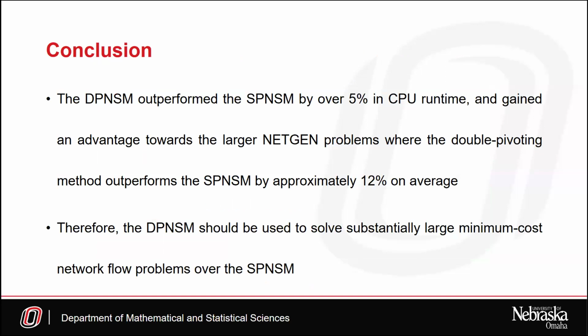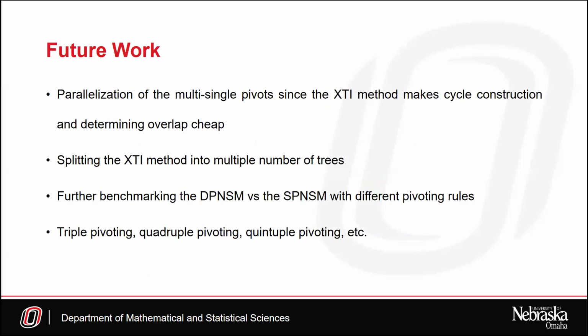So the double pivot outperformed the single pivot method by over 5% in CPU runtime in total, on average, and gained an advantage towards the larger problems, where it outperformed by 12% on average. Therefore, the double pivoting method should only be used to solve very large problems over the single pivoting method, which should be used for smaller problems. It's effectively overkill to use a double pivoting method on smaller problems, which makes sense.